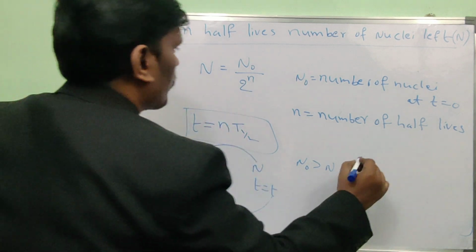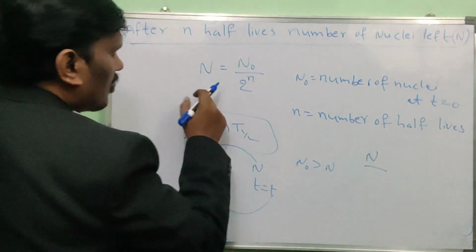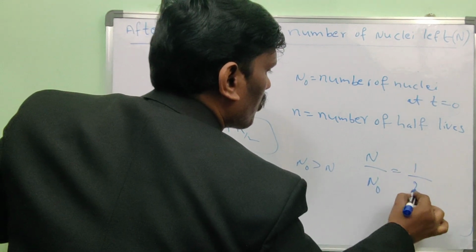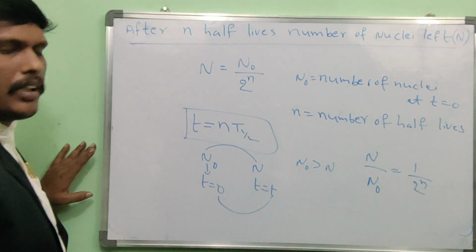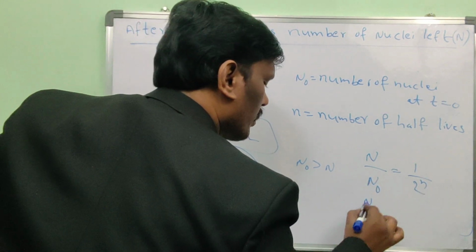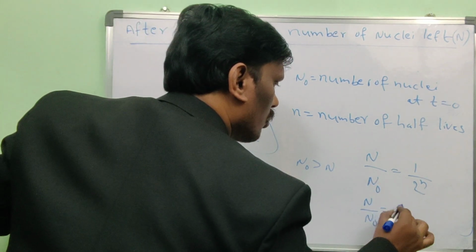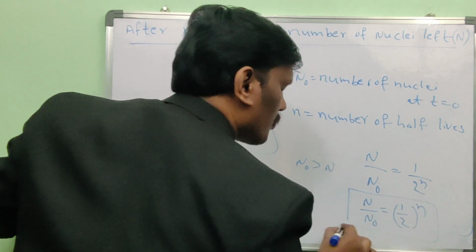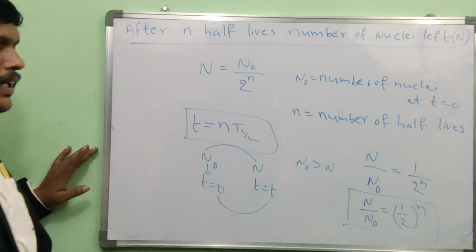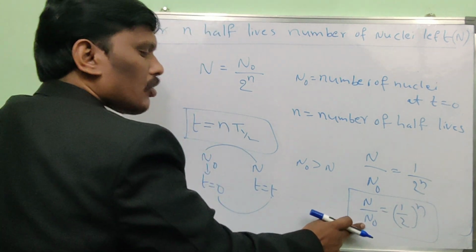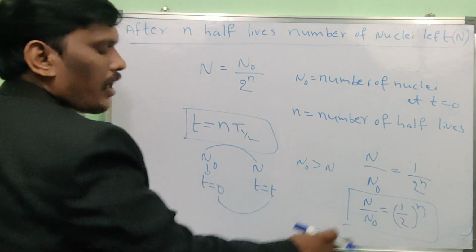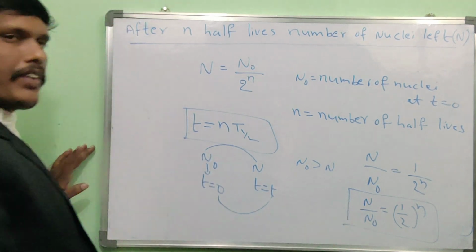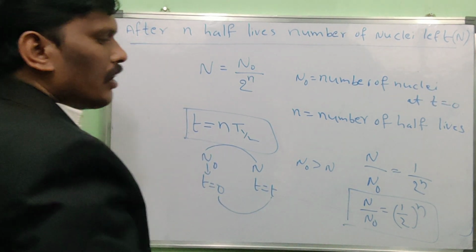And this can also be written as N upon N0, transposing to the left side. N upon N0 is equal to 1 by 2 power n. Of course, this can also be written as N upon N0 is equal to 1 by 2 whole power n. So this is also one of the formulas to calculate the number of half-lives, where N0 is the total number of atoms in the given sample at t is equal to 0. Here N is the number of atoms remaining after time t.